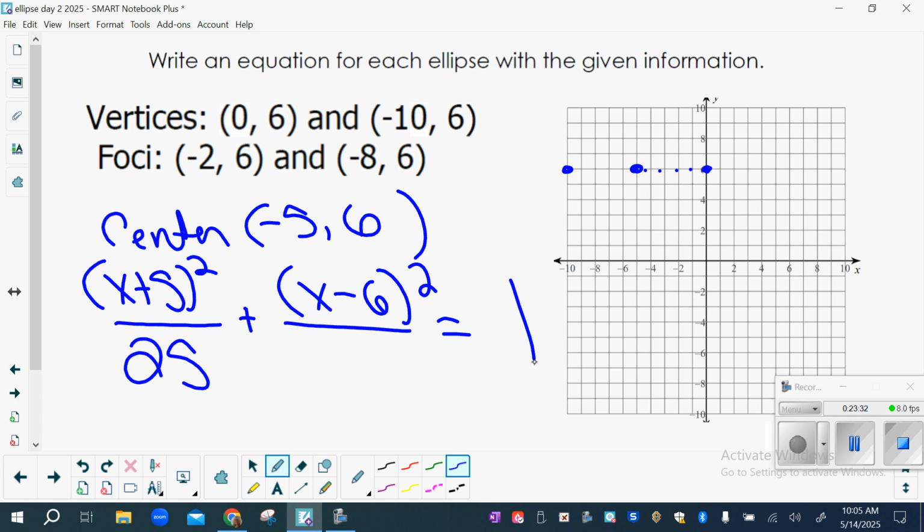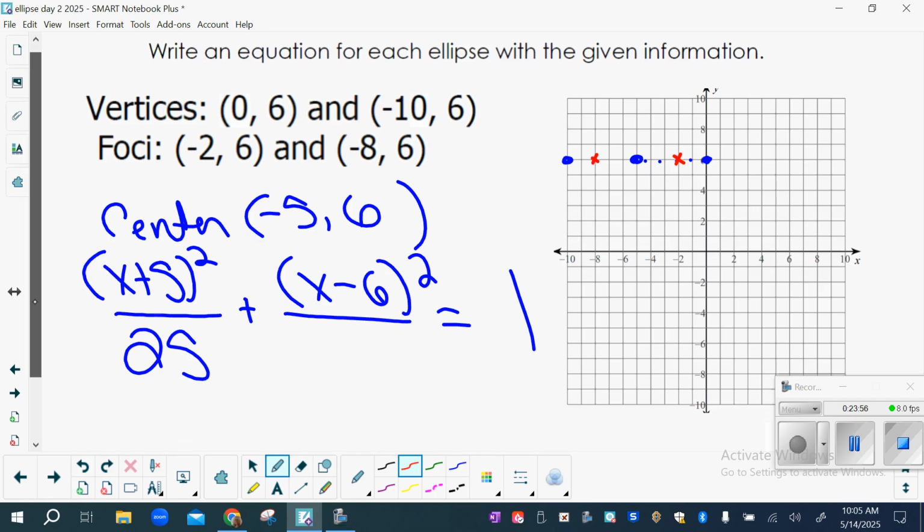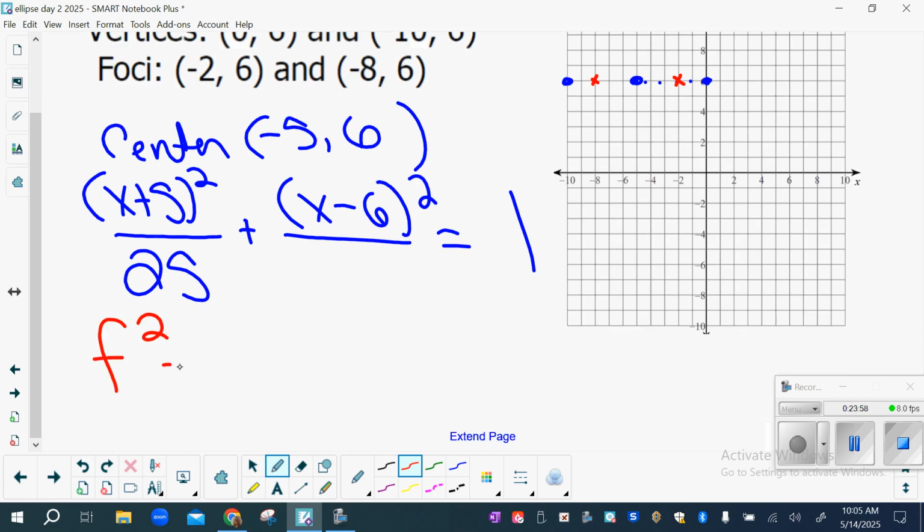So we're going to use that foci to help us. Here's what the foci tells us. It is at -2, 6, right there. And that's our little goat thing, -8, 6, right there. So the foci is the jumps from the center. I'm going to say that again. The foci is the jumps from the center. So on this one, our f squared is our jumps from the center. Our little goat went out 1, 2, 3 jumps from our center. So our f squared is 9.